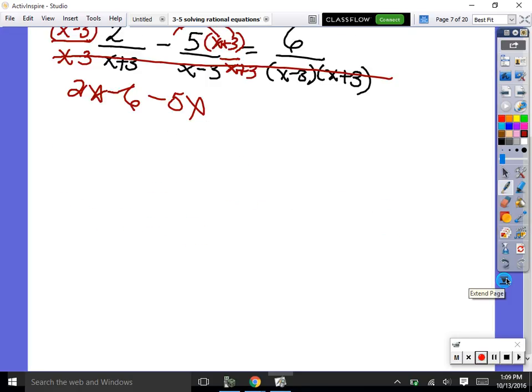Okay, minus 5x. Now here's where a lot of people would mess up. That's negative 5 times positive 3, right? So minus 15 is equal to, we didn't need to change that, 6. Does everybody feel good? So now we combine like terms.